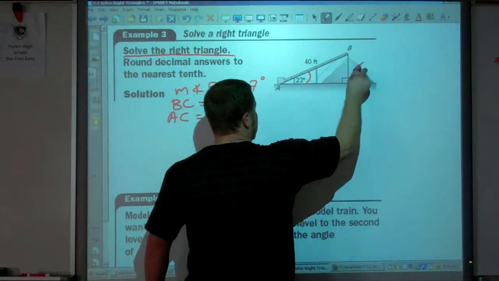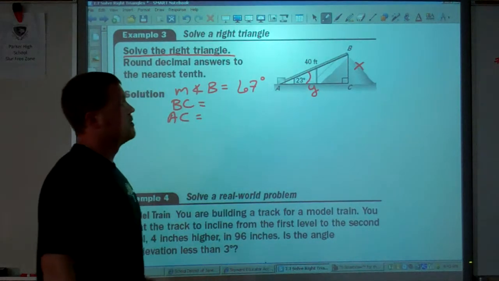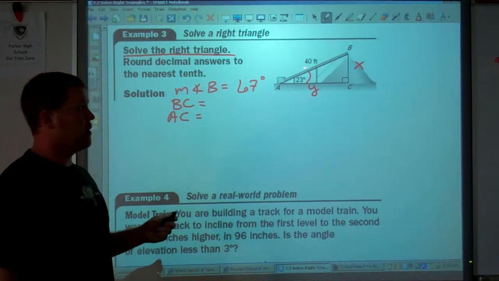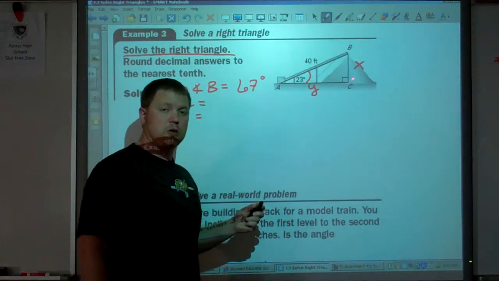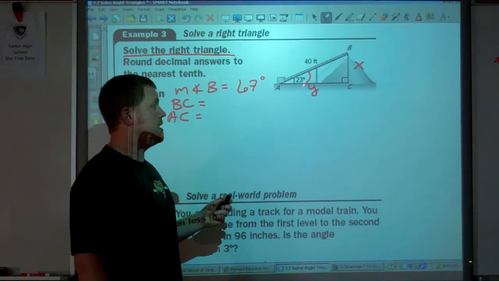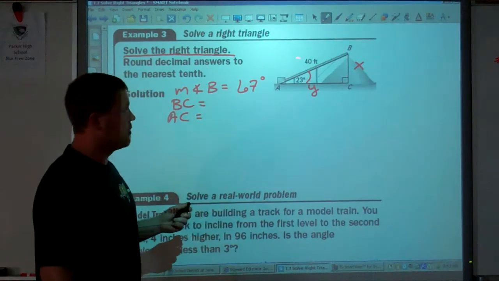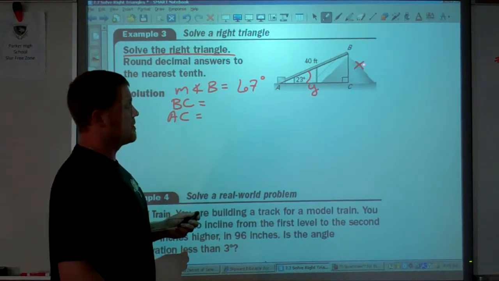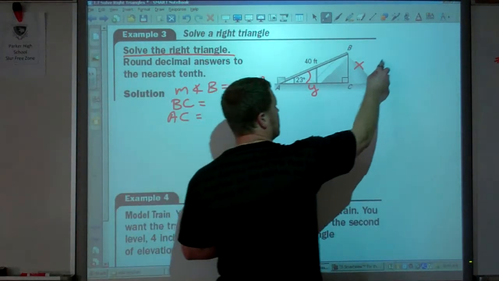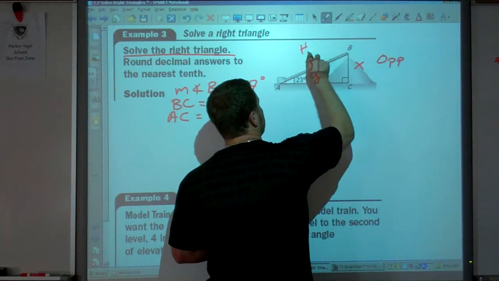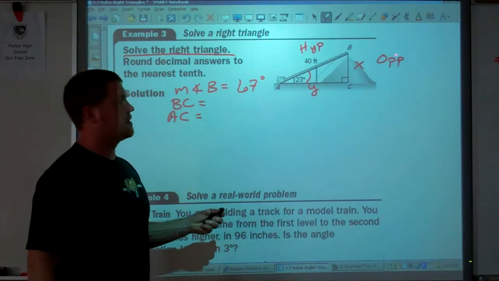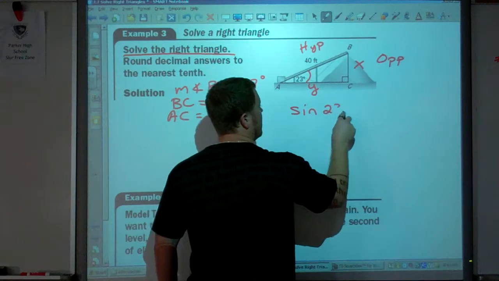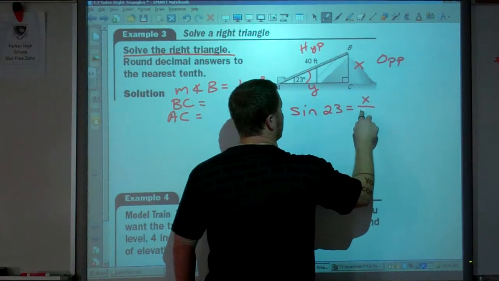Great, now we need these two sides, and I'll call them X and Y respectively. So, solving for side lengths, we can't use the Pythagorean theorem because we only have one side length. We can't use special right triangles because that's not 30, 60, 90, and it's not 45, 45, 90. So the only thing we have then is the trig functions. So here's our angle. We'll start with X. It is opposite, and we have the hypotenuse. Which trig function uses opposite and hypotenuse? That would be sine. So the sine of 23 equals opposite over hypotenuse.